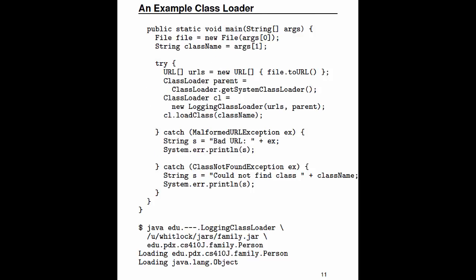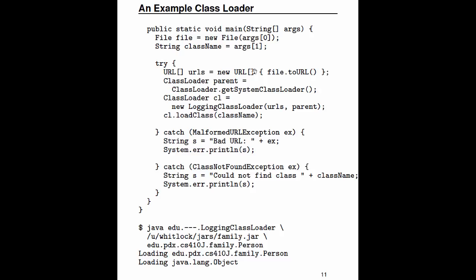Here in the main method, there are two arguments. The first argument is the URL from which you load, and actually it's a file. It's going to be a local file URL. So it's the file from which you load the class, and then the name of the class to load.